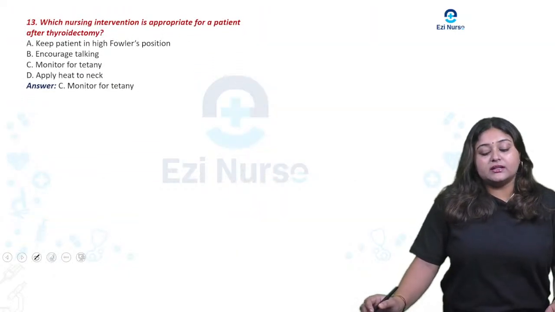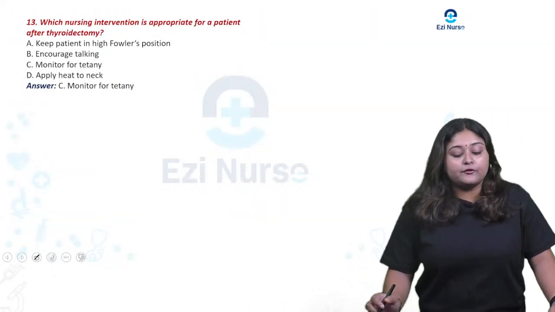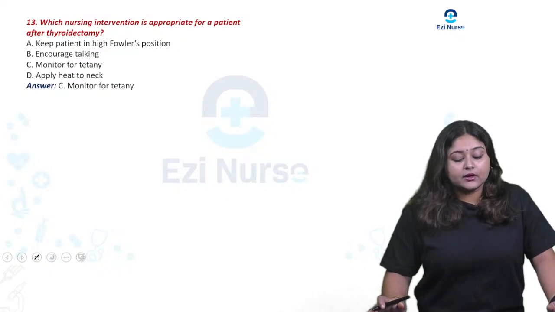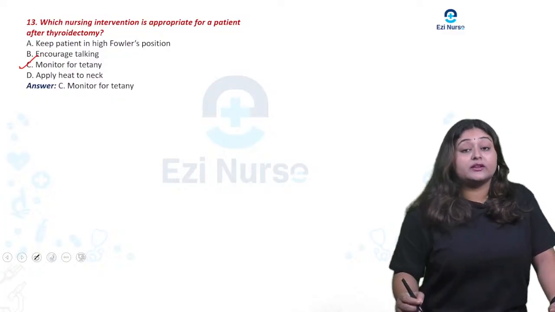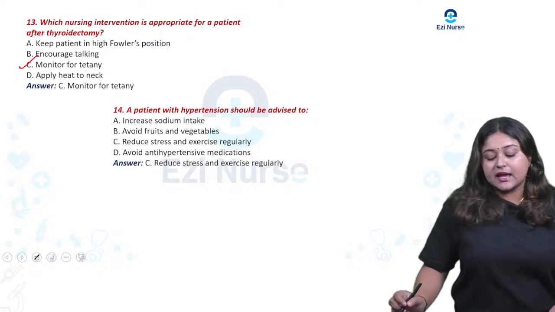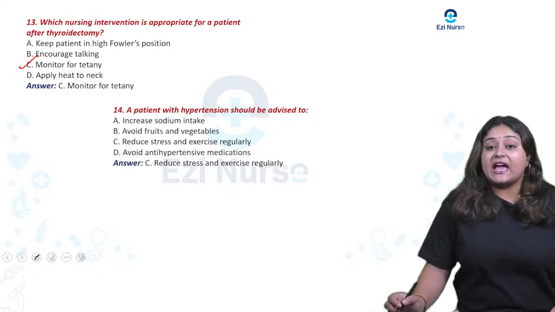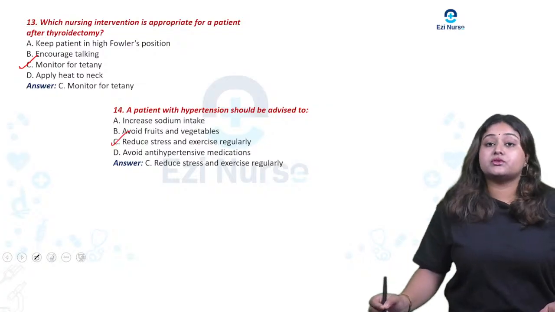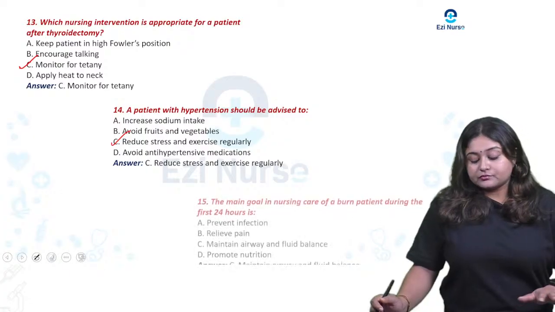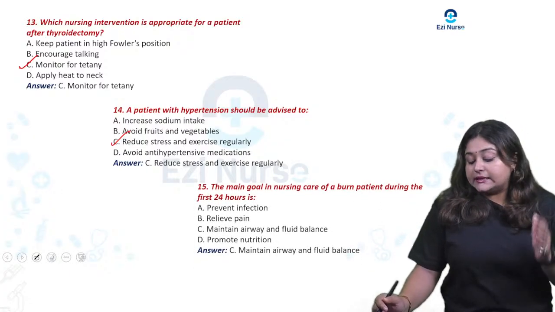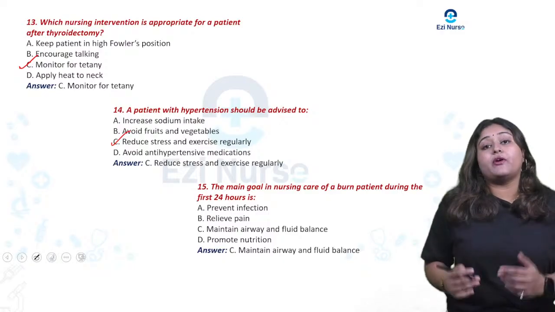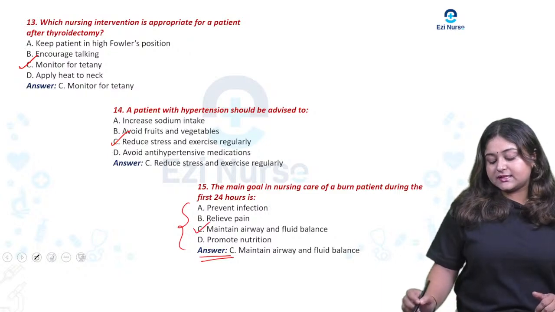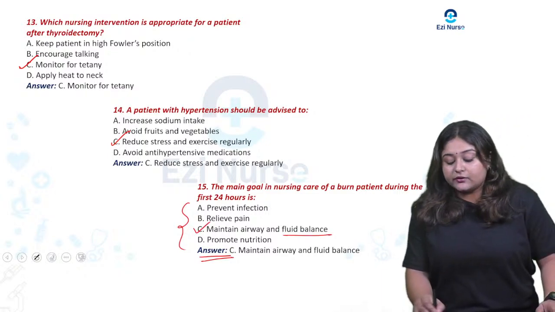Now come to the next. Which nursing intervention is appropriate for a patient after thyroidectomy? The answer is option C, monitor for tetany. Okay. Next question, a patient with hypertension should be advised to, and the answer is option C, reduce stress and exercise regularly. Next, the main goal in nursing care of a burn patient during the first 24 hours is, and the answer is option C, maintain airway and fluid balance.